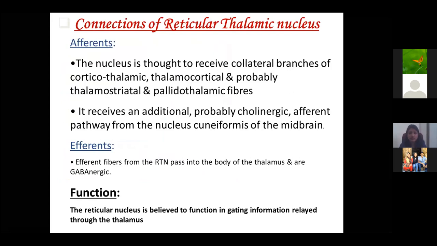So these are the connections of the reticular thalamic nucleus. So what are the afferents? The nucleus is thought to receive collateral branches of the corticothalamic, thalamocortical, and probably thalamostriatal fibers, and efferent fibers from the reticular formation. The main function of the reticular nucleus is gating information related to the thalamus.